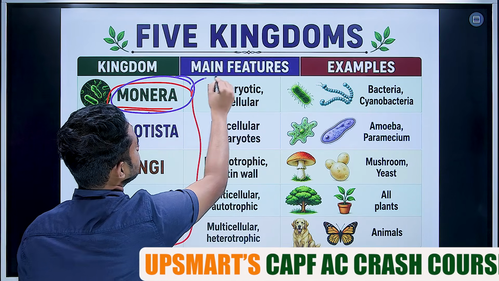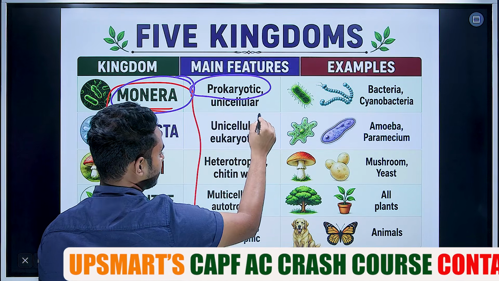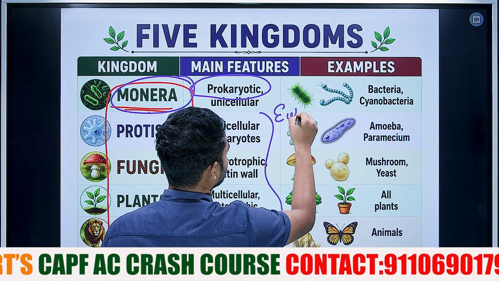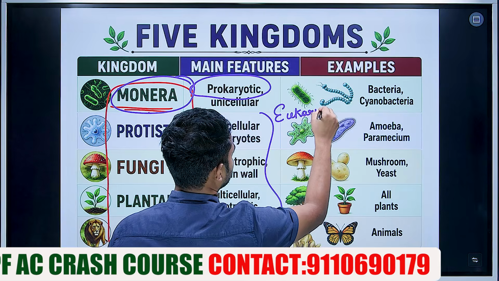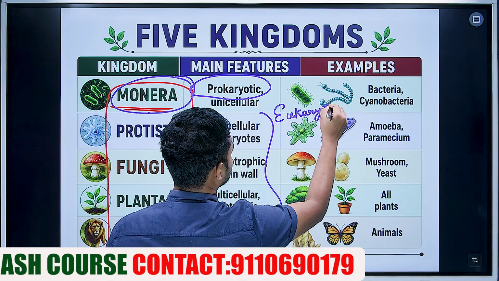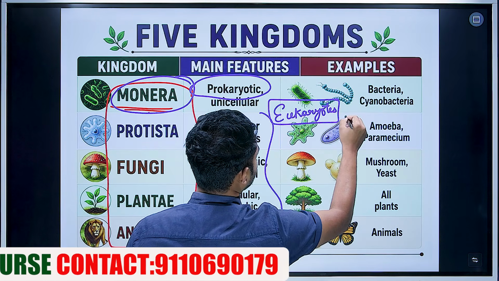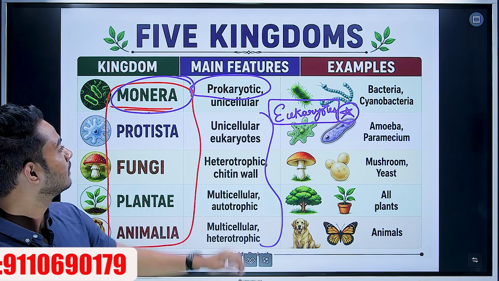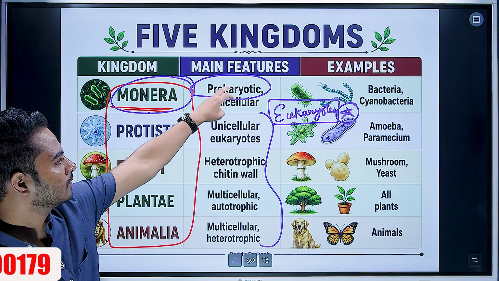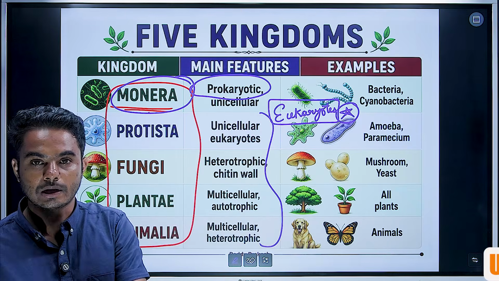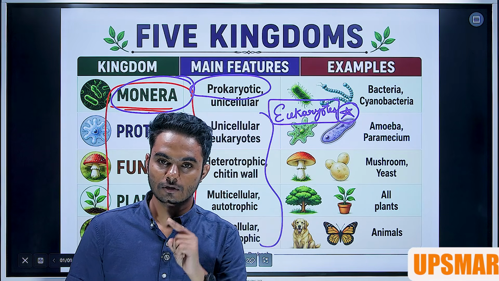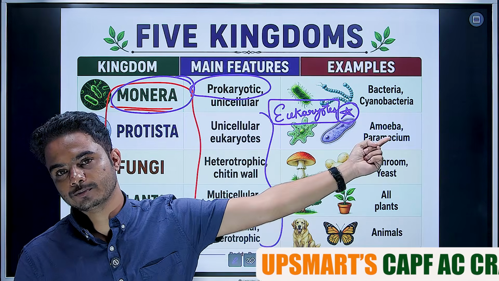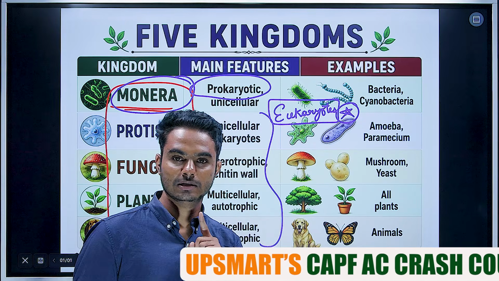Monera is prokaryotic and rest all are usually eukaryotes. This is important. Write it down. Fine. Easy, right? Monera is prokaryote and rest all are eukaryotes. And you know the difference of prokaryotes and eukaryotes. If you don't know, go back and watch my first class. Okay, that is on cells.